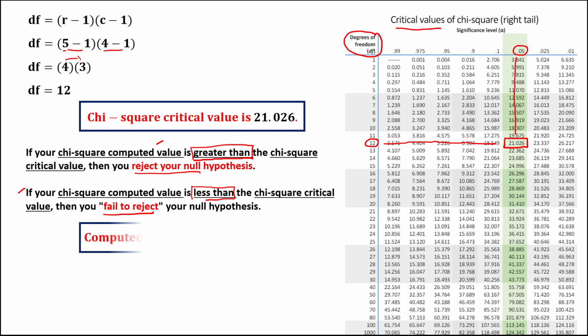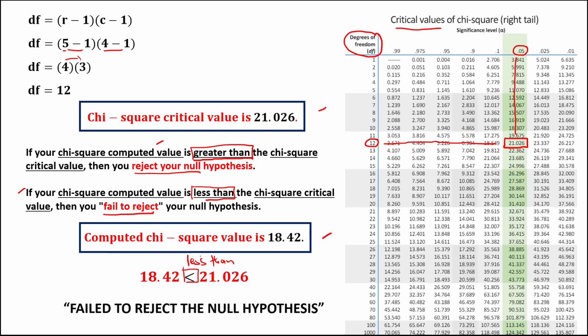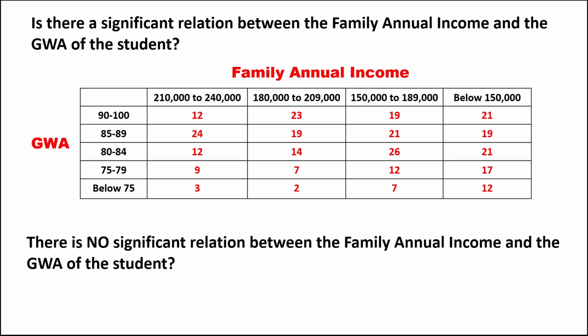Since the computed value is 18.42, and this 18.42 is less than 21.026, the critical value, therefore the test fails to reject the null hypothesis. Since we fail to reject the null hypothesis, there is no significant relation between the family annual income and the general weighted average of the students.